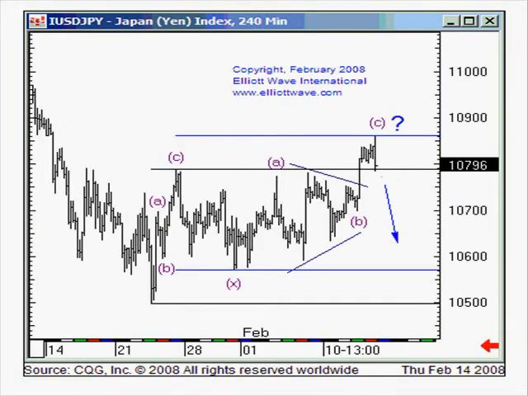Here's the updated chart. As you can see, we broke out above these previous highs in a sharp move. And when that happened, I wrote to subscribers that just because the market breaks out isn't necessarily bullish. And I wrote that before the breakout occurred because the risk point here at 107.96 was so close to the market at the time. I mean, I'm always looking over my shoulder. If I'm wrong, what is happening?